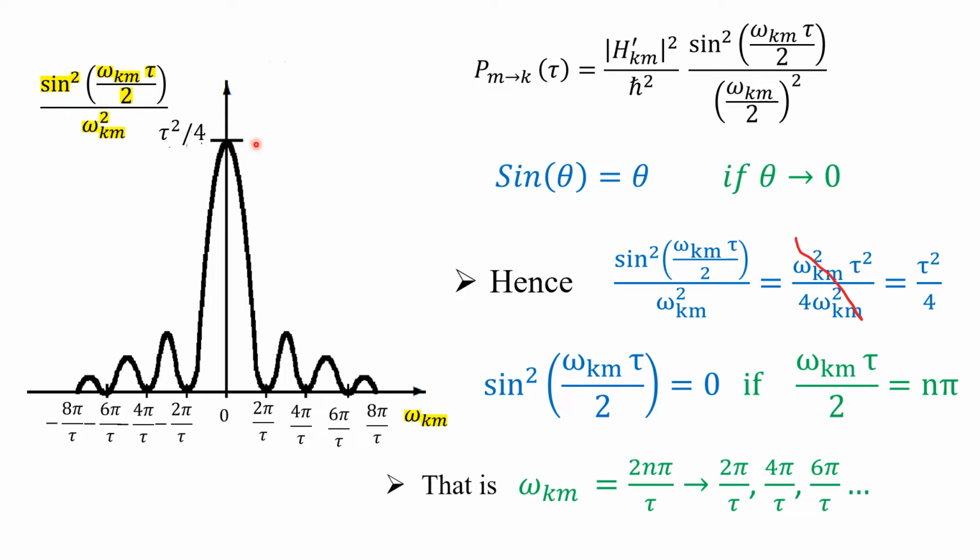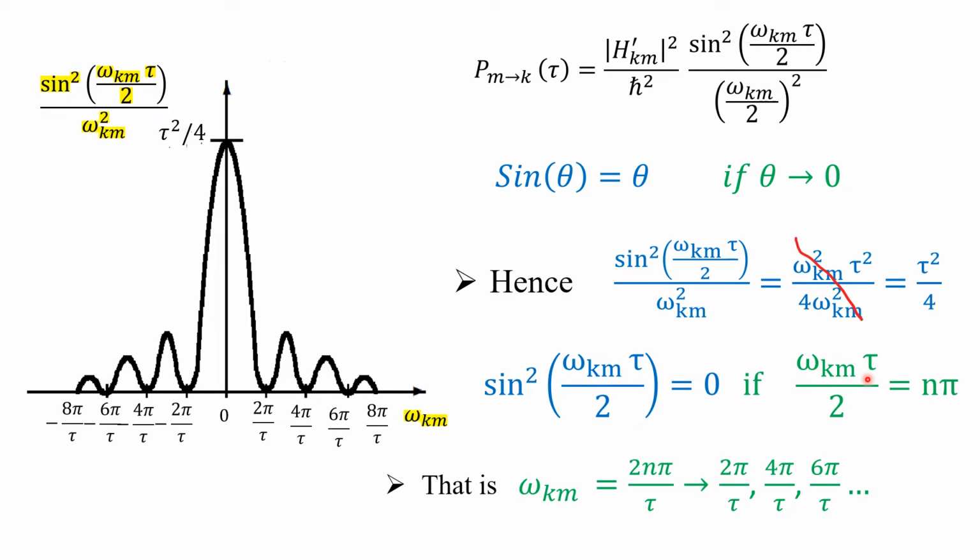So that's what we got as the maximum. When omega km is equal to 0, the height is tau squared over 4. Then we will see when it becomes 0. That is, sine squared of omega km tau over 2 must be equal to 0. This will happen only if the argument is a multiple of n pi, where n is an integer. So omega km tau divided by 2 is equal to n pi.